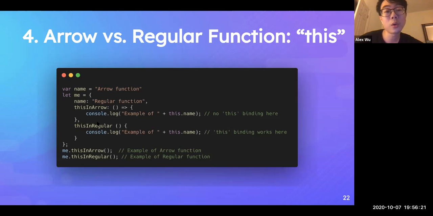And essentially what we are seeing right now is, if the arrow function cannot find this binding within the arrow function itself, it will look outside the arrow function, at essentially the global scope. And within the global scope, there's a name variable here. So essentially this.name will be bound to the name equals arrow function here. So yeah, are there any questions for this keyword binding?